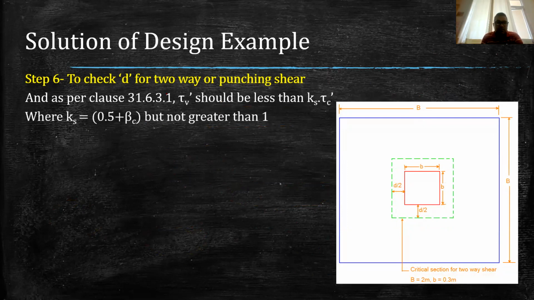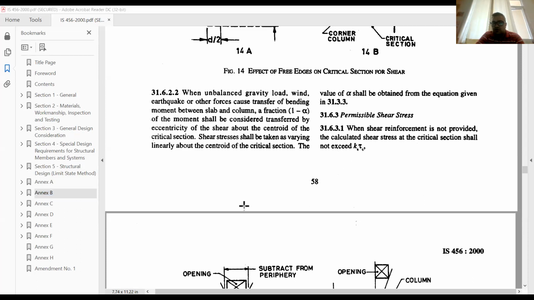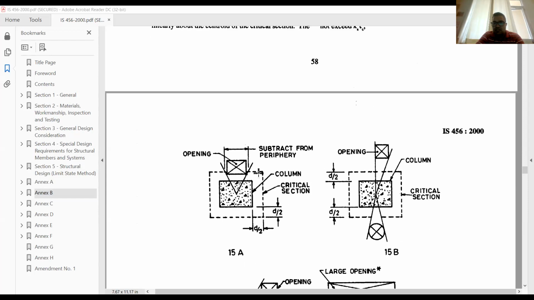Ks value can be calculated by referring to this clause in the IS code. So first I will show you this clause in the IS code. So here you can see this is our clause 31.6.3.1, and it says when shear reinforcement is not provided, the calculated shear stress at the critical section shall not exceed Ks into tau c dash. So basically it says that tau v dash value should be less than Ks into tau c for our depth to be safe in this criteria.